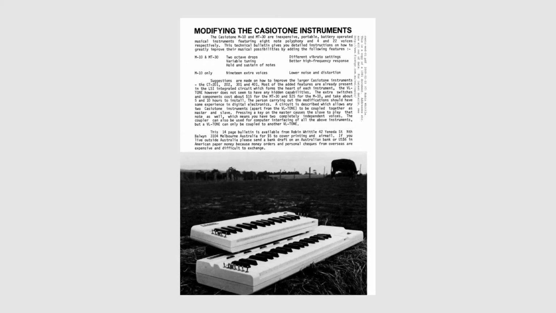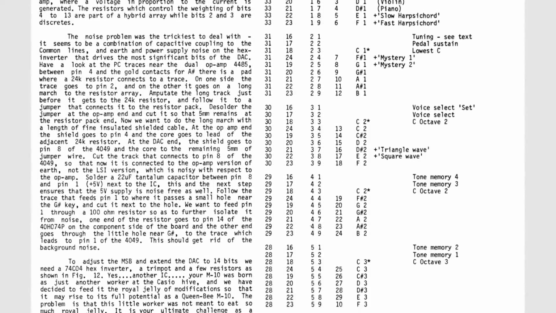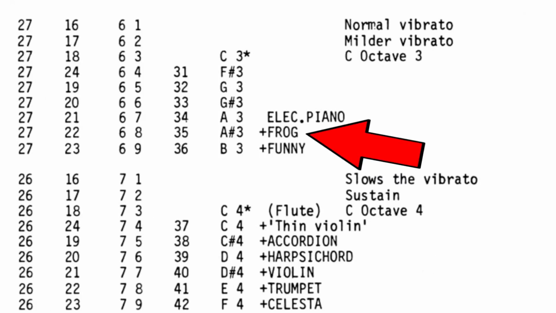I found this out thanks to Robin Whittle's excellent guide showing how to modify those early Casio keyboards, including how to get many extra tones, including Frog. I'll put a link in the description box below for anyone that would like to access his PDF document.